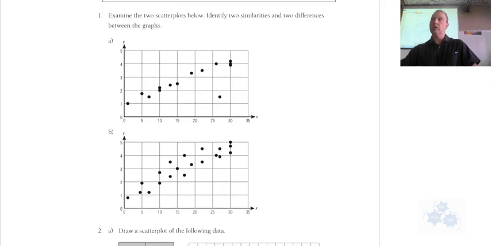Oh, that's a good question. Okay, I'm not going to write this down. We're just going to talk about it, but you need to write this down. So what is one similarity between graph A and B here in number 1? Name me one similarity. Positive correlation. Very good. Both of them have a positive correlation, I would say. Because generally this line goes up and generally this goes up. So similarities, positive correlation. That's awesome.